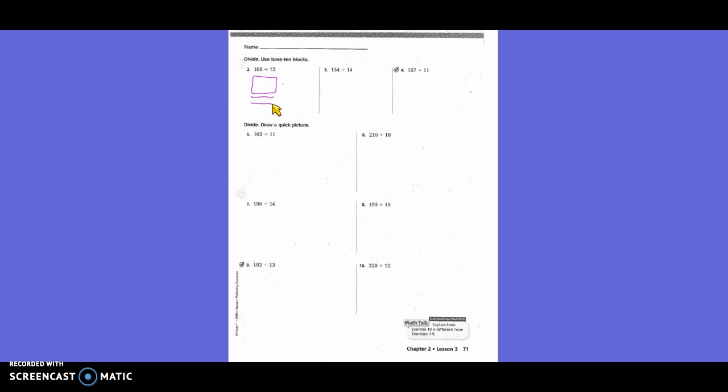How many longs did you have left? 4. So I have 4 longs over here to the side. And then how many cubes do I have? 8. So I'd have 1, 2, 3, 4, 5, 6, 7, 8. So I had enough to go ahead and put out. I didn't have to regroup, right? Okay. So how many columns did I end up with? 14. Because I had 10 here, and I had 4 here, right? So my answer would be 14.